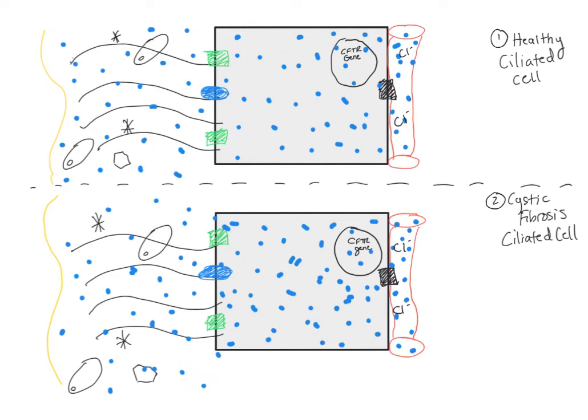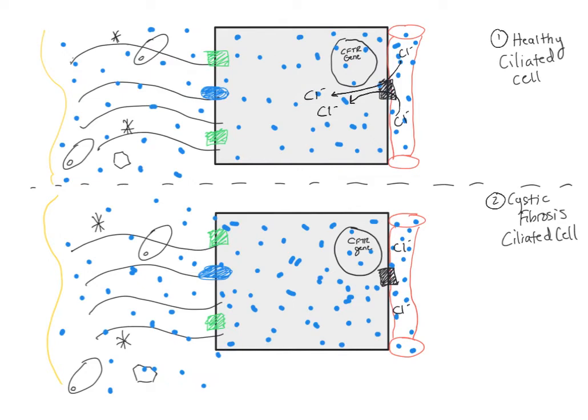I have all the components already on here. We have our blood vessel, we have chloride, we have water, we have the bacteria and viruses caught in the mucus, and we have our nucleus. So what I want us to do is look at the healthy ciliated cell to think about how osmosis plays into this. Like I mentioned earlier, when a cell is healthy, it will pump chloride into the cell.